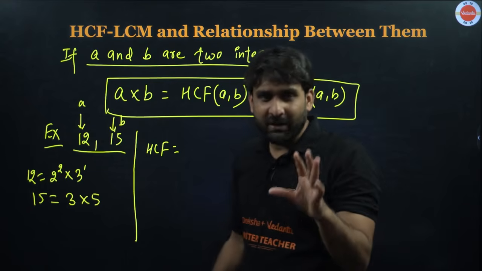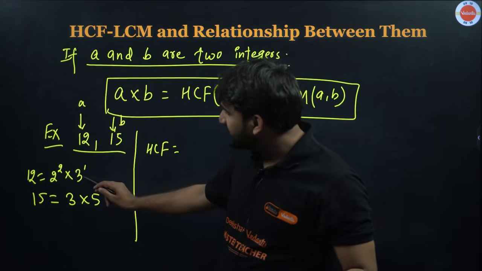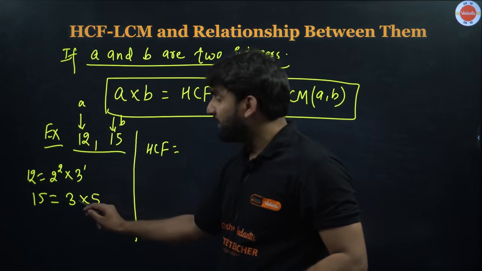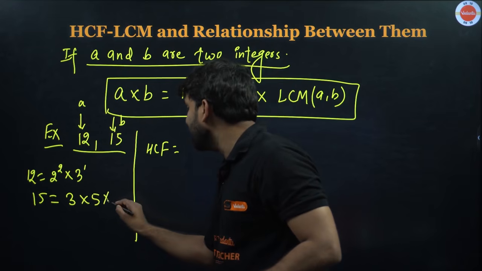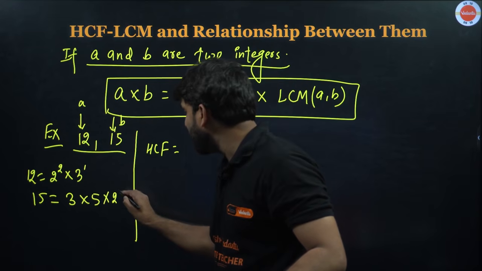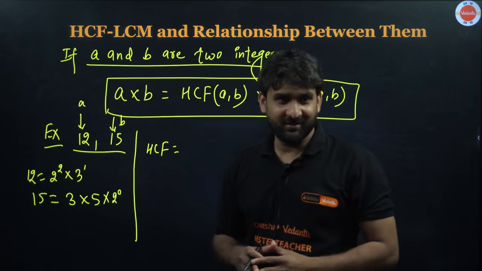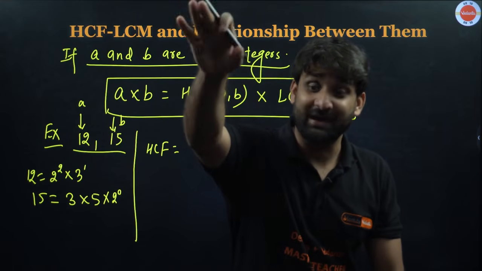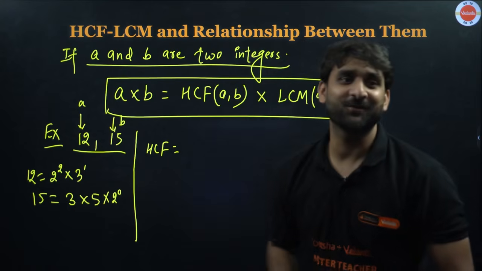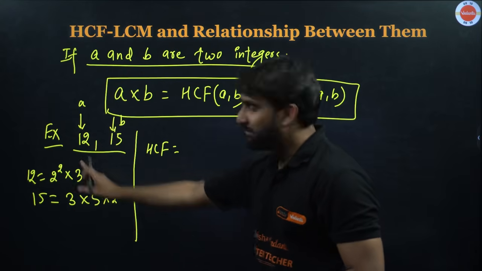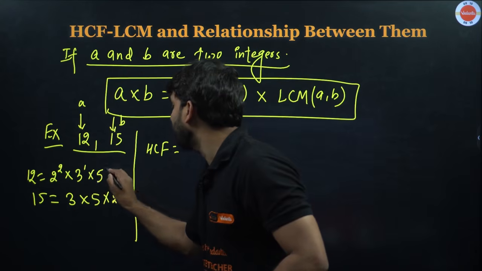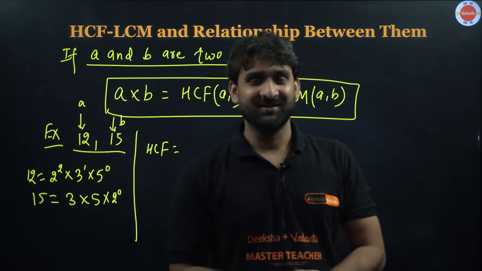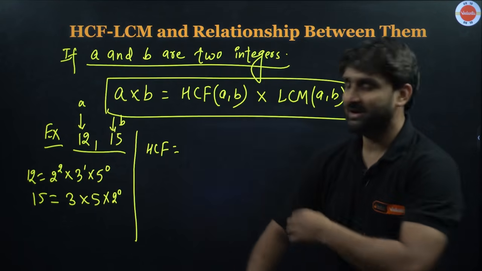But if you are having any confusion, do one thing. 3 is present here, 3 is present there. 2 is present in the prime factor of 12, but 2 is not present in the prime factor of 15. So in the initial phase, you can write 2 to power 0. If any prime factor is present in the first number and is not present in the second number, you can take power 0. Similarly, 5 is here, but 5 is not there, so we can take 5 to power 0, because anything to power 0 is equal to 1. So writing or not writing, both are equivalent.